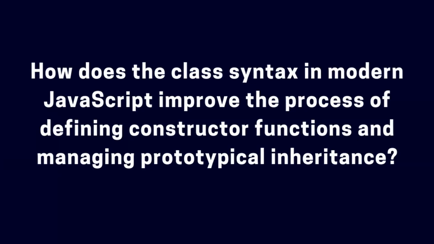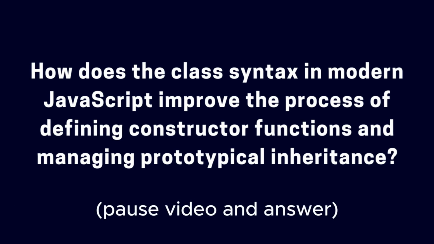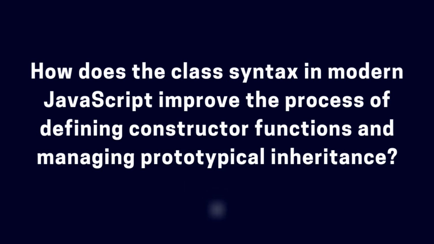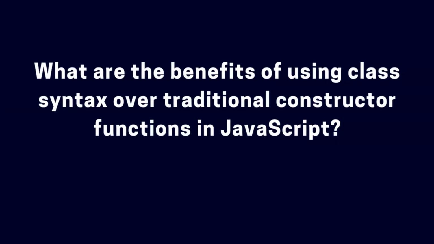How does the class syntax in modern JavaScript improve the process of defining constructor functions and managing prototypical inheritance? The class syntax in modern JavaScript makes it easier and clearer to create objects and their prototypes. It provides a straightforward way to define constructor functions and methods, making the code more readable and organized compared to the older method. Even though it looks different, it still works the same under the hood. What are the benefits of using class syntax over traditional constructor functions in JavaScript?